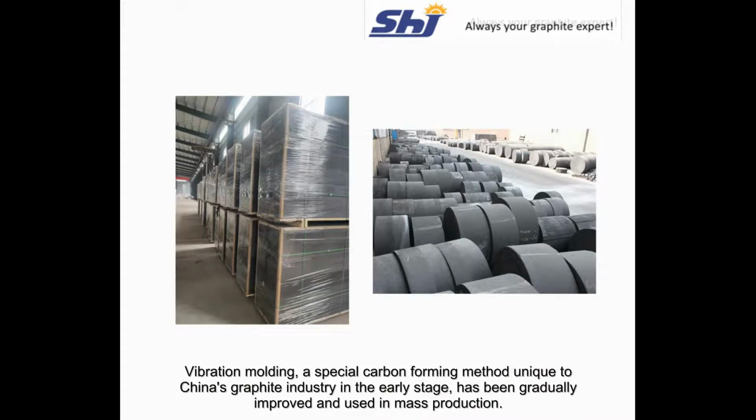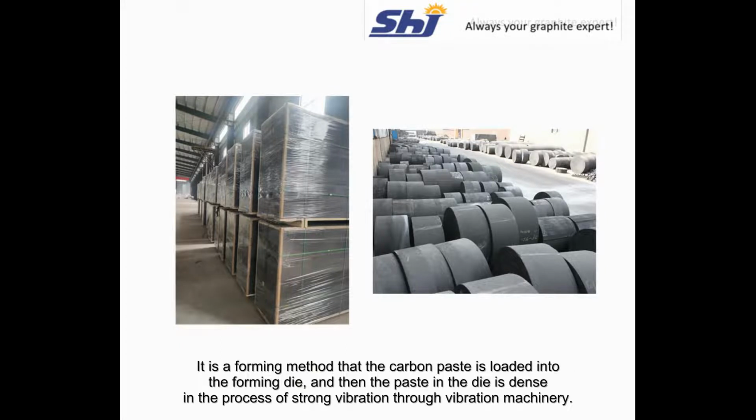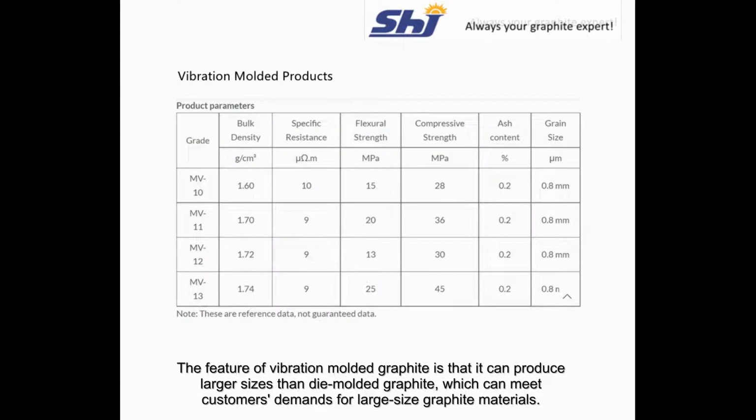Vibration molding, a special carbon forming method unique to China's graphite industry in the early stage, has been gradually improved and used in mass production. In this forming method, the carbon paste is loaded into the forming die, and then the paste in the die is compacted in the process of strong vibration through vibration machinery. The feature of vibration molded graphite is that it can produce larger sizes than die molded graphite, which can meet customers' demands for large-size graphite materials.